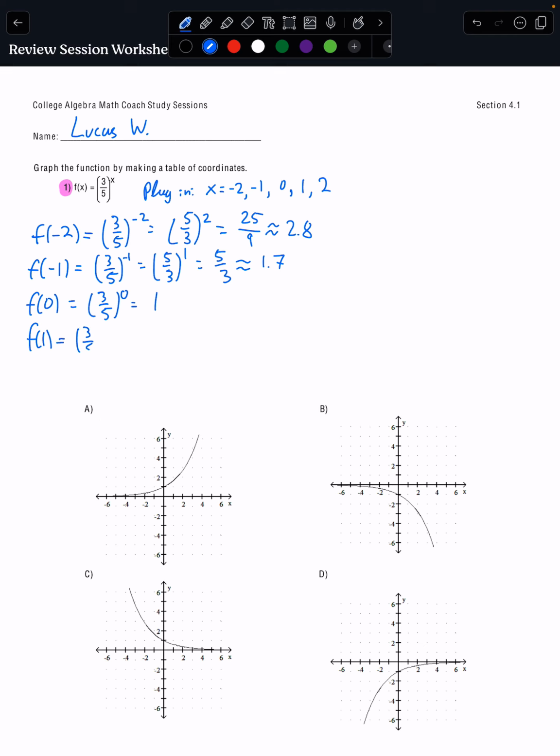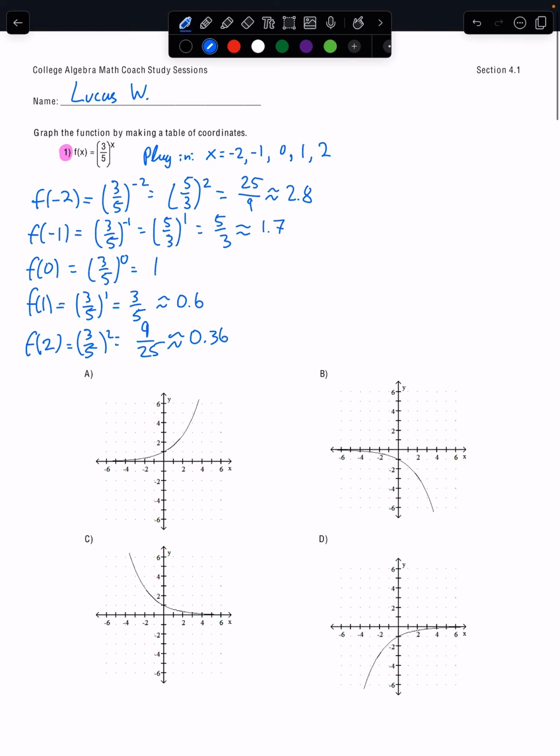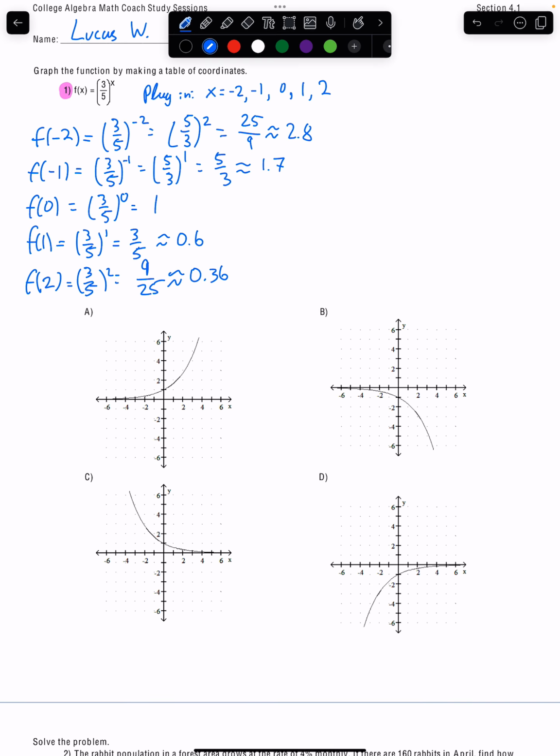We can plug in 1, which leaves us with just 3/5, which is roughly 0.6. Plug in 2, gives us 9/25, which is roughly 0.36. Then we just have to look at graph A, B, C, and D. If we go to plot the points, we see it's not A, going in the completely wrong direction. B has negative answers, so it can't be that. D also has negative answers, and if you went through and plotted some of these points, you would see the answer is C.